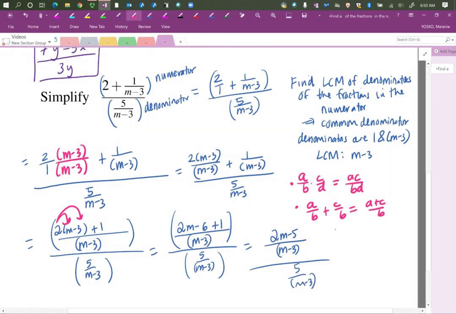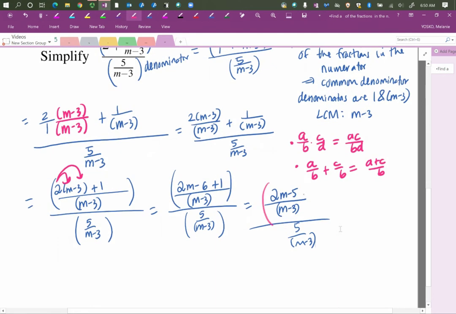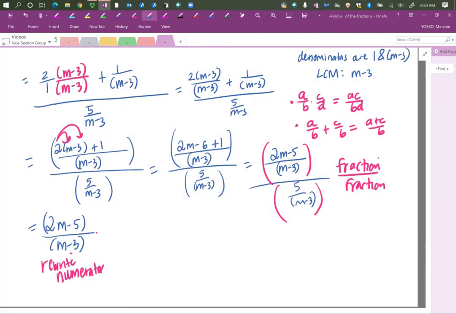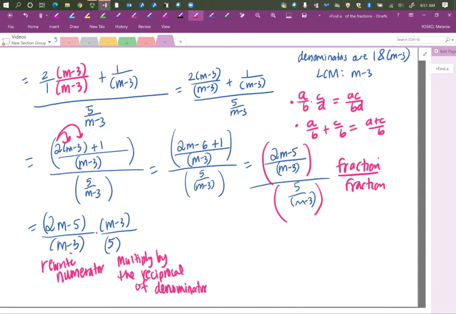You see again, we have a fraction divided by a fraction. So we're going to rewrite the numerator, and we're going to multiply by the reciprocal of the denominator, which just means flip it. 5 is in the numerator, it goes in the denominator. And m minus 3 was in the denominator, now it's the numerator. Okay, the reason we're doing this is to clean things up. We want one nice fraction instead of a fraction divided by a fraction. We see some cancellation. m minus 3 is in the numerator and in the denominator. We end up with 2m minus 5 over 5. That's your final answer.